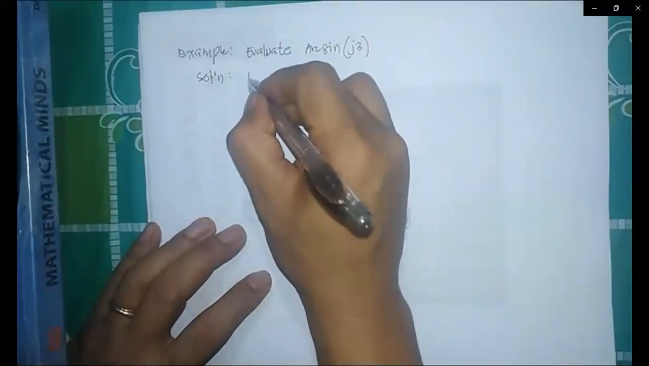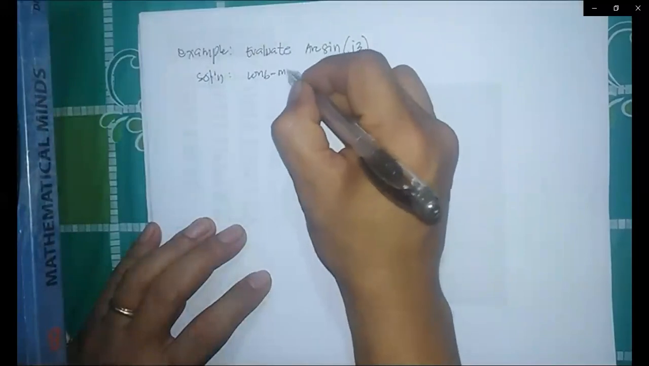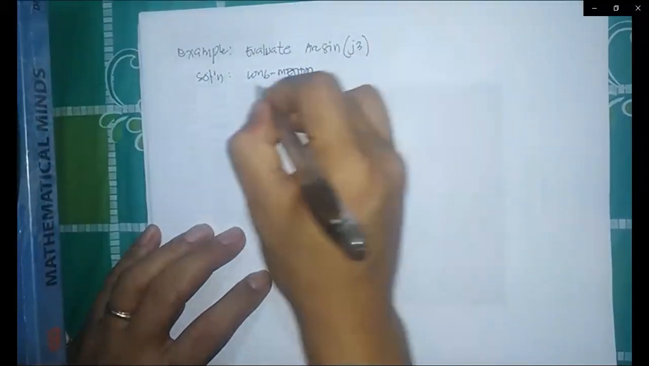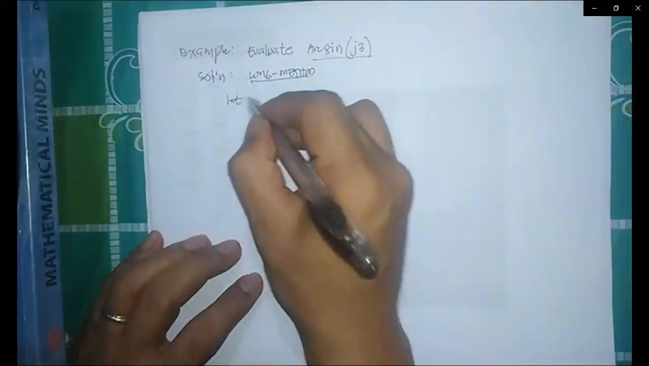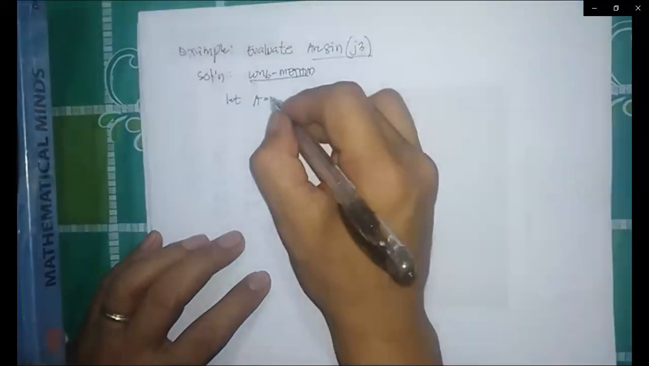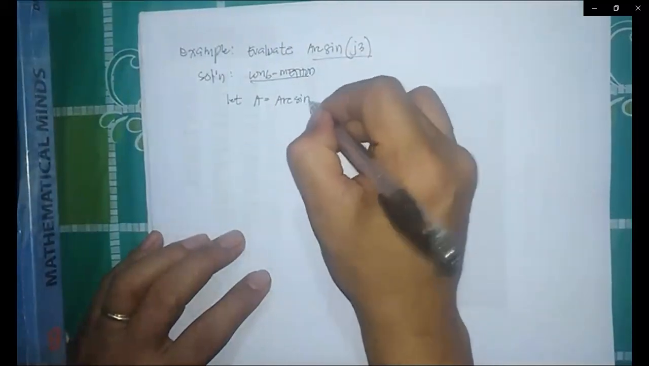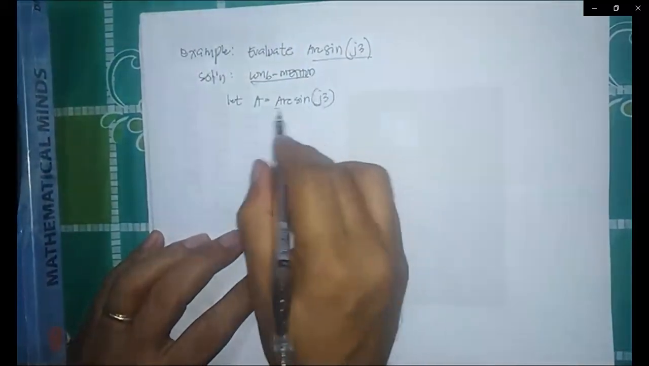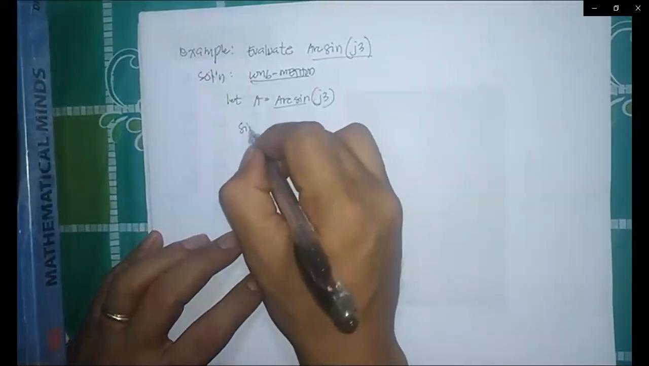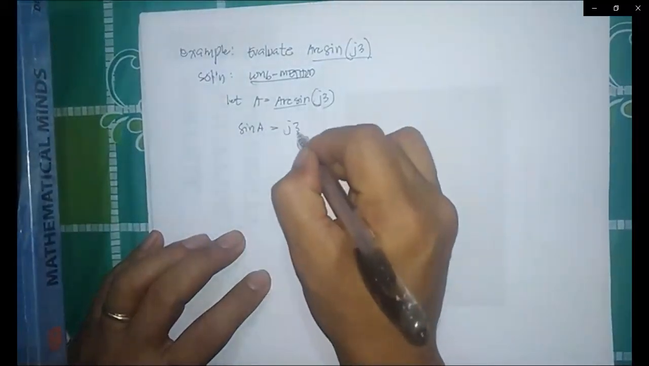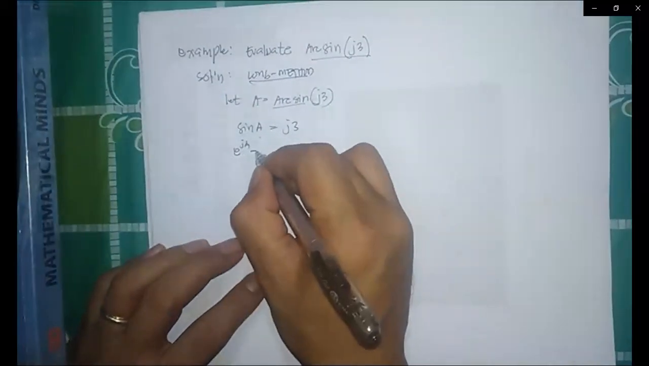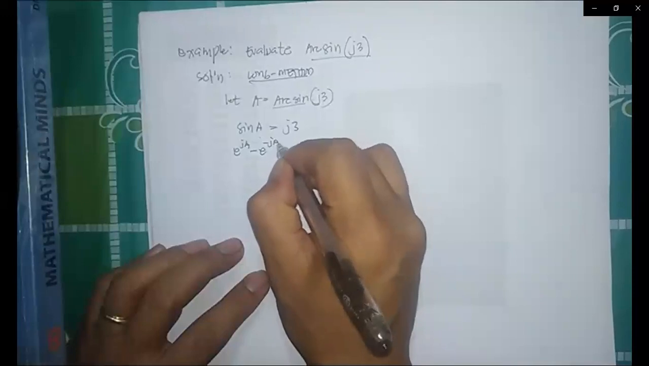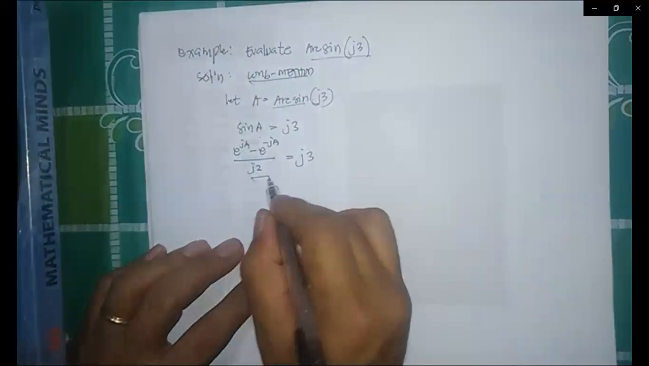Okay, we will be using a long method here. In the long method, you are going to let arcsine j3 equal to the variable A. After that, we are going to transpose arcsine to the other side of the equation to become sine A, and the remaining complex number there is j3, or rather imaginary number. Take note that is the value for sine A.